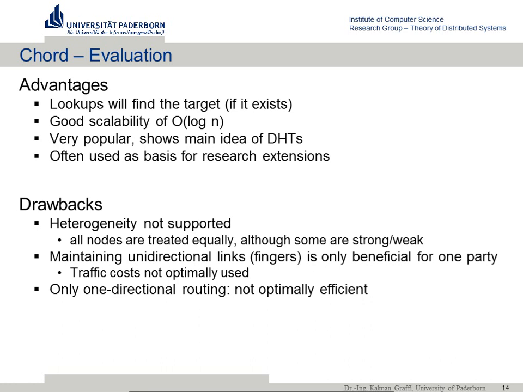That means half of the contacts that you have are not really interesting for you, and that's a waste of traffic, and that could be improved. And also, the routing is only done unidirectionally. That means if you are looking for an object that's just some numbers behind you, you still have to go forward, once across the ring, to reach that object ID. So it really is inefficient in that sense.